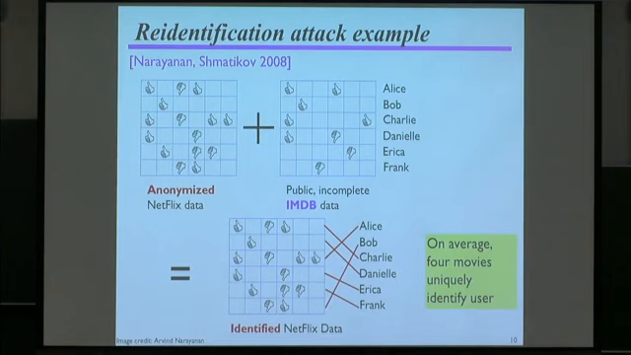How many people were in the file? Do you remember how many people? 480,000 users, is that right? And how many movies? Thousands, I would assume. Yeah, we could look in the paper for the exact number. Because with 4 columns, there's only 16.